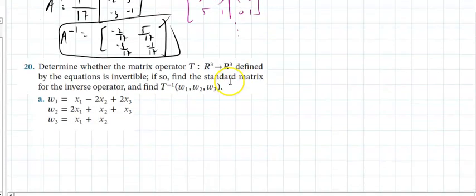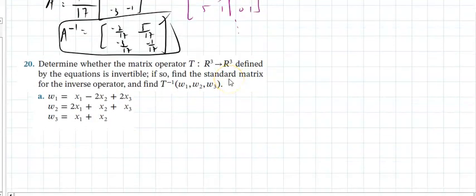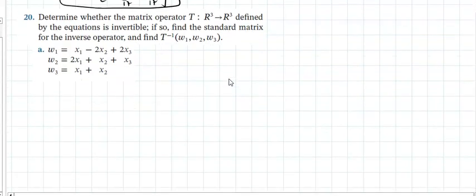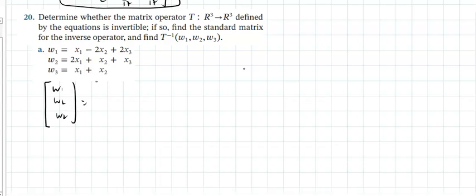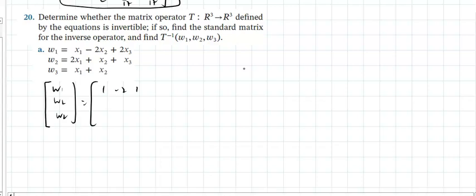Now, your problem on the homework is a 2 by 2, but for me, I couldn't find anything other than a 3 by 3, so no problem. I worked it out on the side. I'm going to explain how this works. So here we're going to take this and write it as W1, W2, W3. Again, a matrix equation. 1, negative 2, 2, and 2, 1, 1, 1, 1, 0.